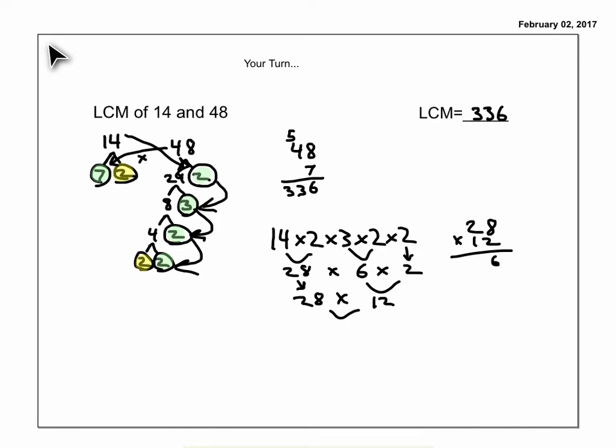16. Carry your 1. 2 times 2 is 4 plus 1 is 5. 0 as a placeholder. 1 times 8 is 8. 1 times 2 is 2. Let's add these two partial products together. 6, 13, carry your 1. 1 plus 2 is 3, so 336. That's one reason why I enjoy the prime factorization method, because if you were using the multiples of 14 and the multiples of 48, it would take you a long time to get to 336.